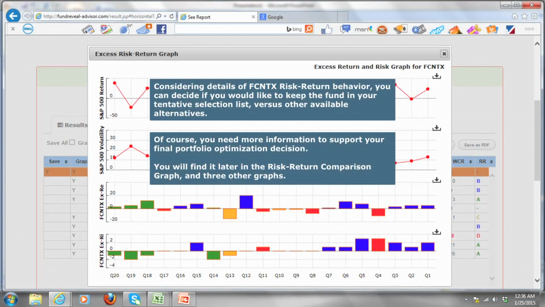Considering details of FCNTX risk-return behavior, you can decide if you would like to keep the fund in your tentative selection list versus other available alternatives. Of course, you need more information to support your final portfolio optimization decision. You will find it later in the risk-return comparison graph and 3 other graphs.